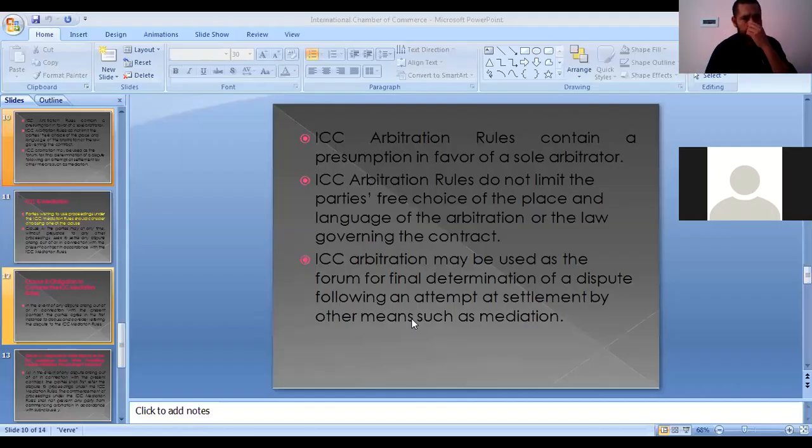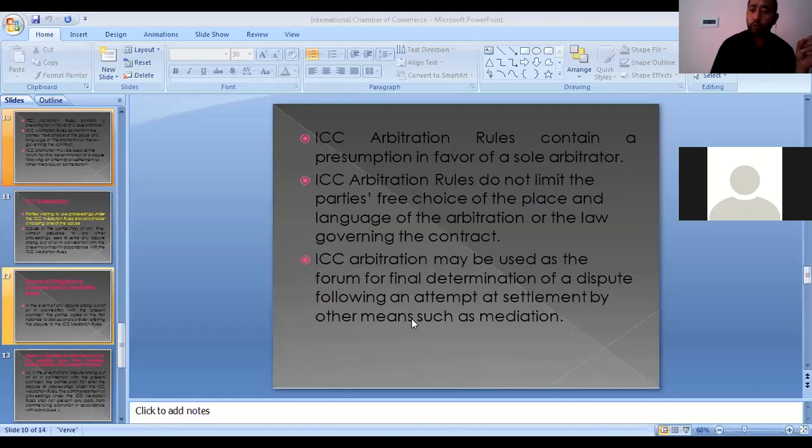After that we have to see the number of arbitrators to be appointed. How many arbitrators will be appointed? Mostly it is presumed that if the matter is resolved by the ICC, then it is a sole arbitrator who decides the matter or dispute, and the arbitrator is appointed by the ICC itself. I am sharing the next slide which deals with all these things. ICC arbitration rules contain a presumption in favor of a sole arbitrator. In the ICC rules there is one arbitrator only, a sole arbitrator, single.